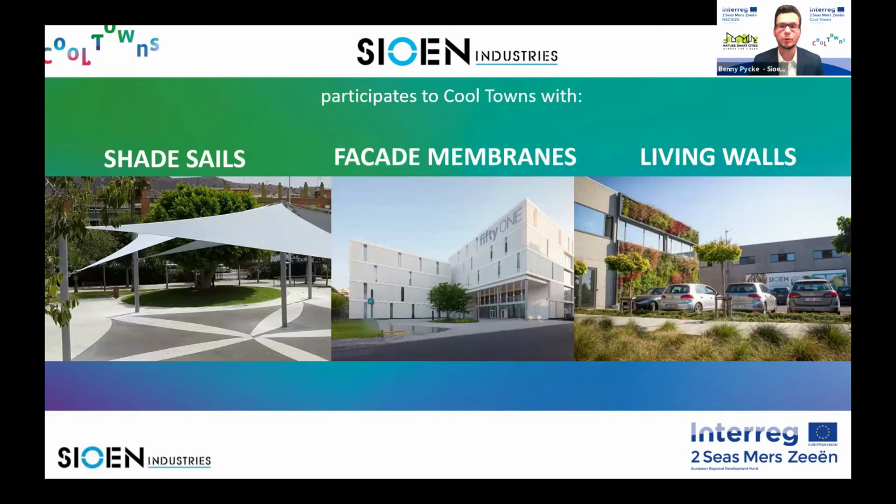We participate in Cool Towns with 3 engineered solutions, which basically are a toolkit for municipalities and regions to cool down their local sites. Those 3 product types are shade sails for shading the horizontal surfaces, and facade membranes, which are open membranes that you can attach to a building facade to both cool the outside environment as well as drastically reduce the energy need for cooling a building.